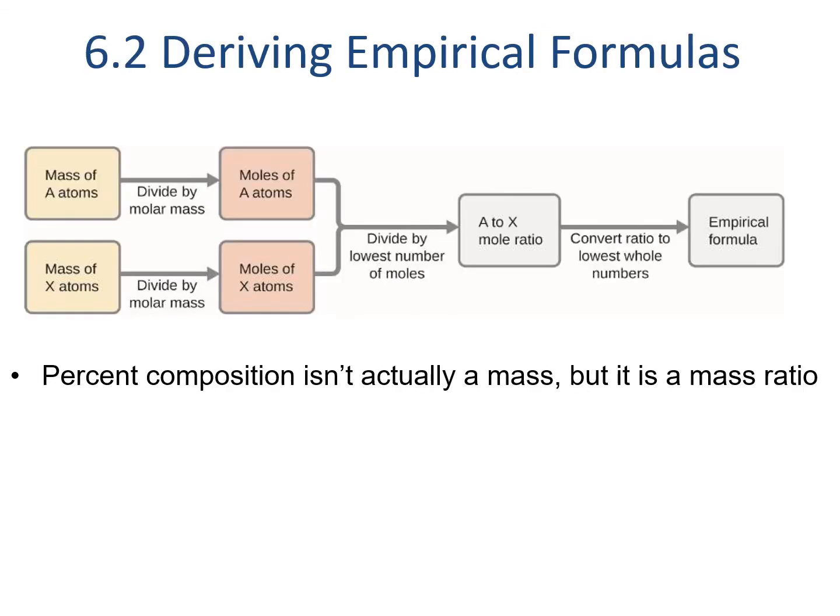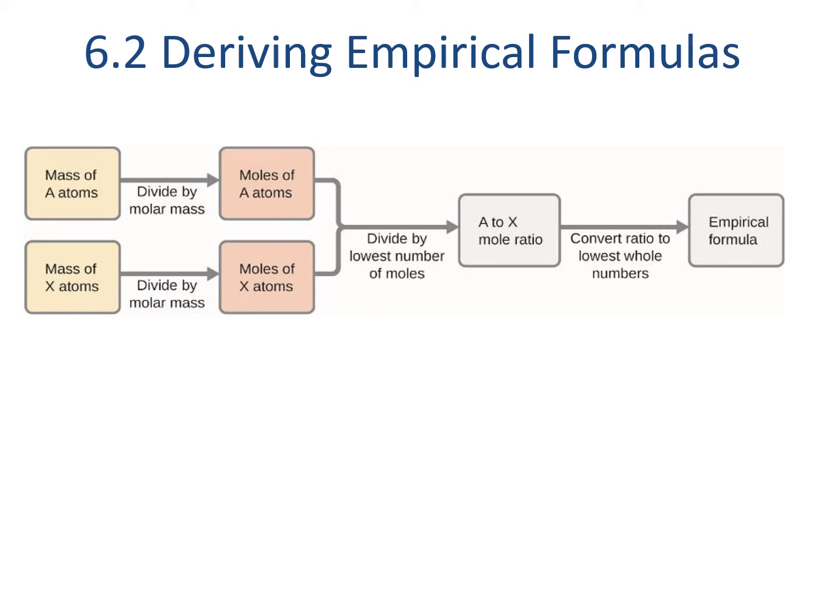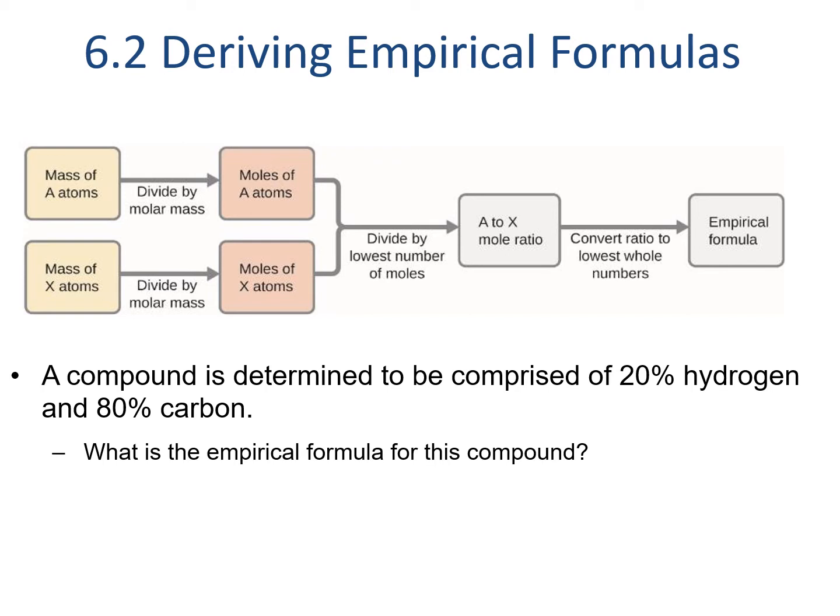This figure from your text gives you a flowchart to describe what we just did. We have a ratio initially from percents, which we can convert to a ratio of masses if we use a common assumed amount. It doesn't matter what it is, but I find it convenient to use 100. Mass ratios can be converted to mole ratios using molar mass values for each atom, which, when simplified, gives us the empirical formula. Now that we've done one together, see if you can figure out the empirical formula for a molecule that's 20% hydrogen and 80% carbon.